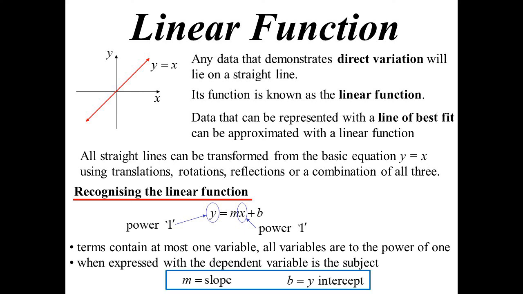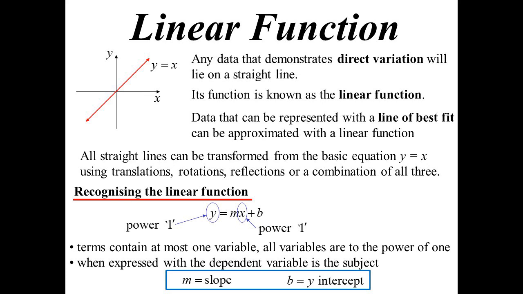And when expressed with the dependent variable as the subject, so y, we know that the coefficient of x turns out to be the slope of the graph, and b turns out to be the y-intercept. I hope it's been explained to you at some point, but this is why we plot y on the vertical axis and x on the horizontal axis. When you are drawing graphs, you should always put the independent variable on the horizontal axis and the dependent variable on the vertical axis. That should be the same in all graphs you've been drawing in science. So if you were drawing a displacement-time graph, time would be on the horizontal axis and displacement would be on the vertical axis.